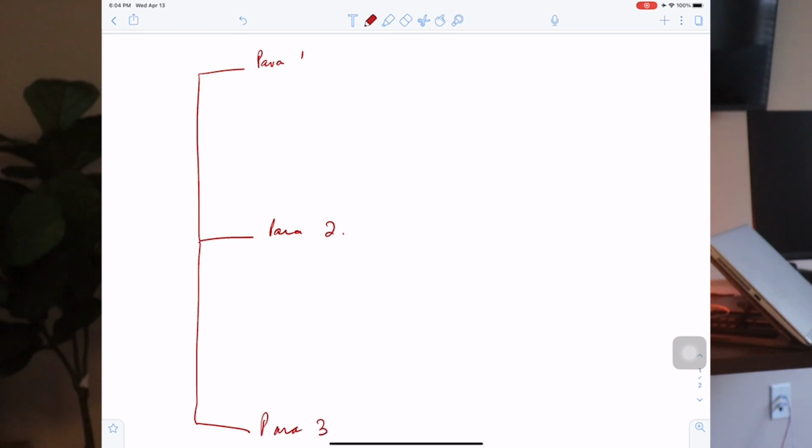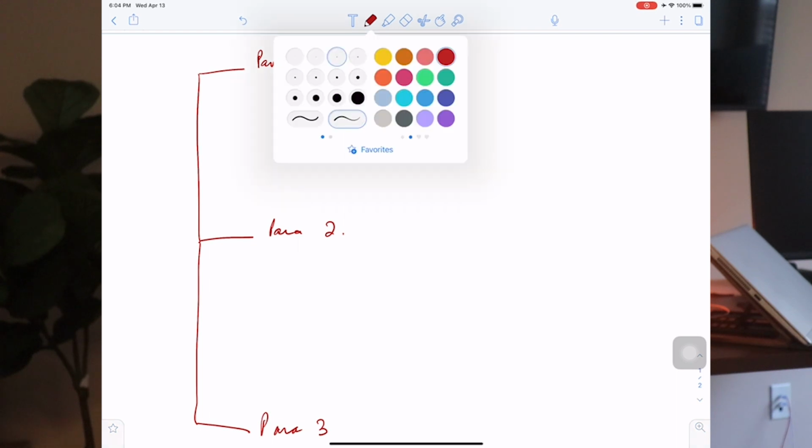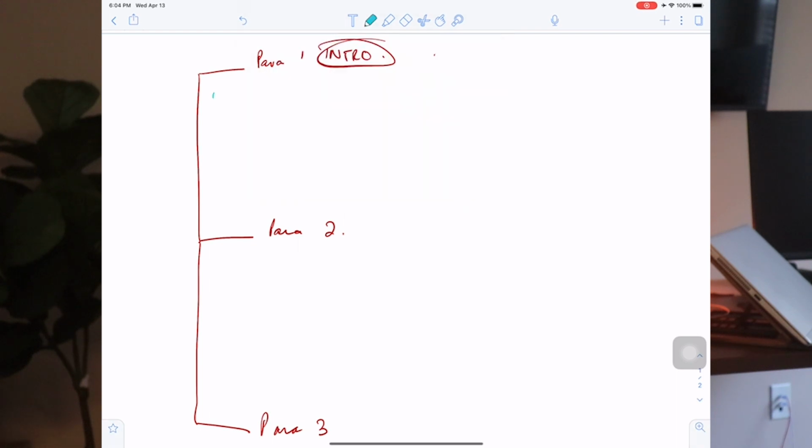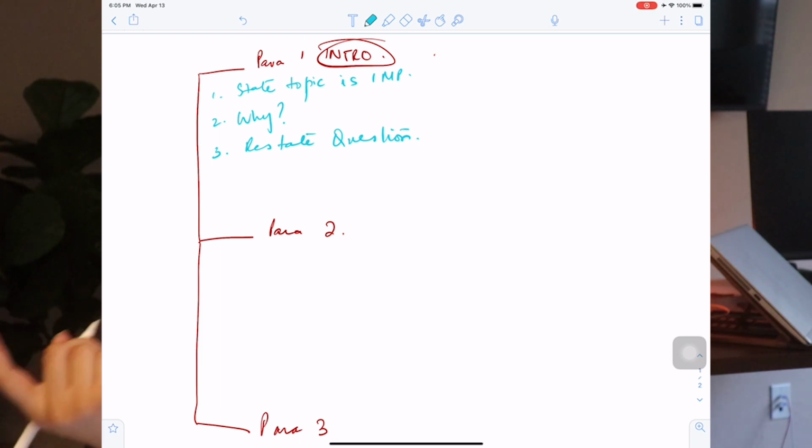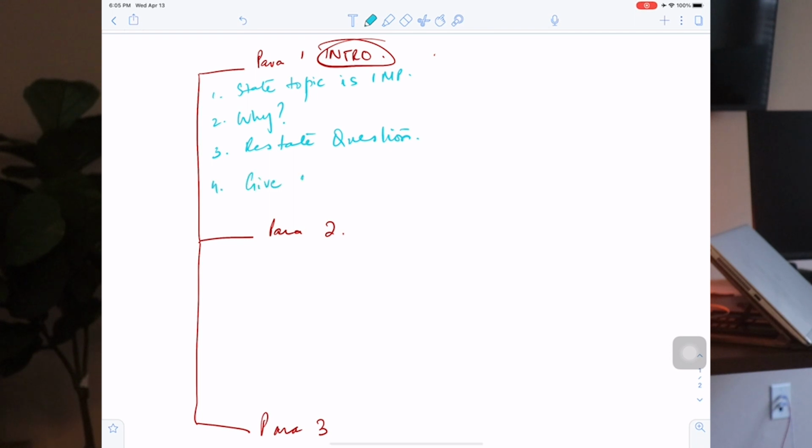And in paragraph number 1, this is going to be the intro paragraph. And this is how you're going to construct it. I'm going to change the color to blue over here. And first of all, you state that the topic is important. Then you will explain why the topic is important. Then you will restate the question that is being asked, which was the question of how the teacher's ability is more important than the expertise of the subject being taught. And then you will give your opinion about it, like if you agree to this question or if you disagree.